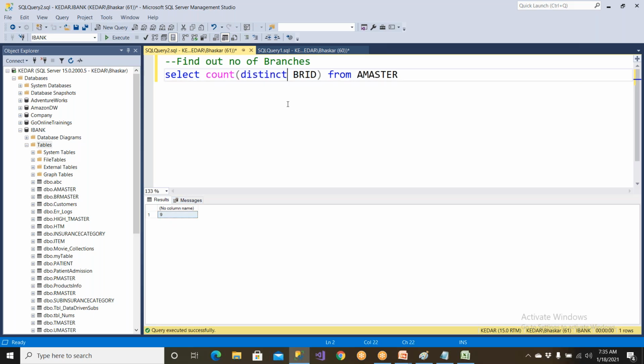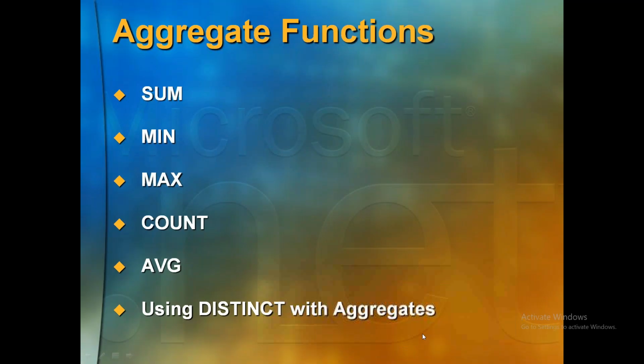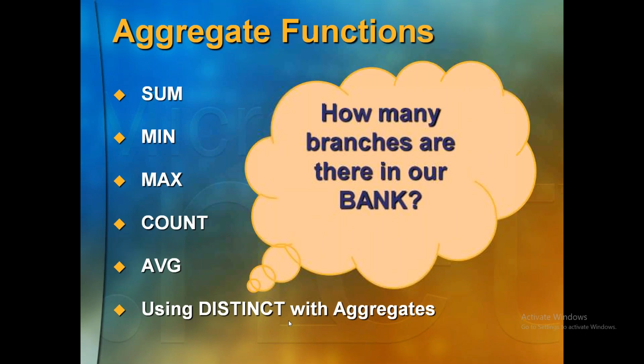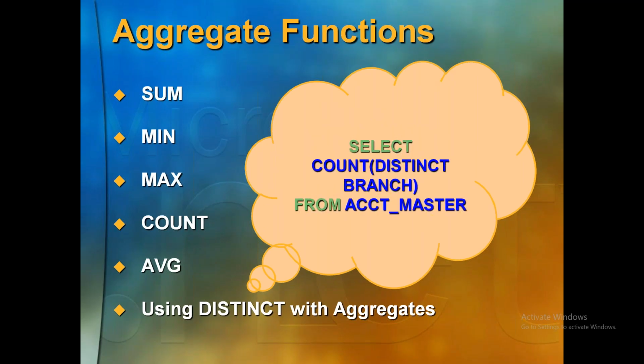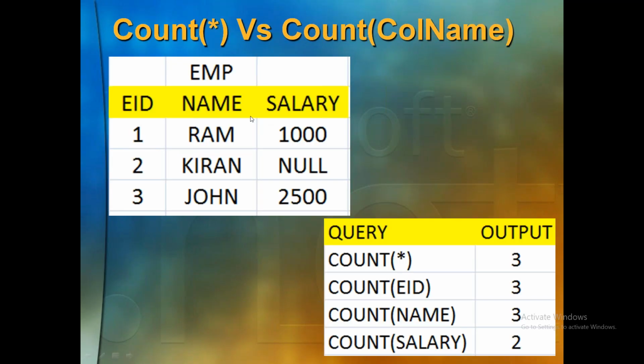Distinct can also be used within the count, as number of branches. Clear? So this is one more query. We can use distinct with aggregates. How many branches are there in our bank? So we can use select count of distinct branch ID from the account master table. This is also one more important thing. Distinct is used to eliminate duplicate data at the time of displaying. Clear? So already we know this example, right? Nulls will not get counted.